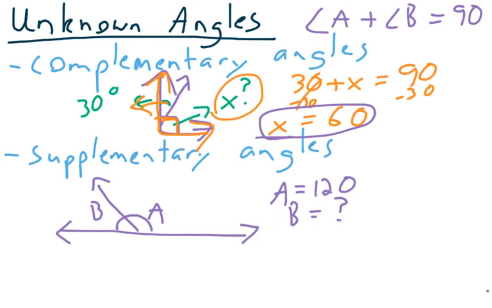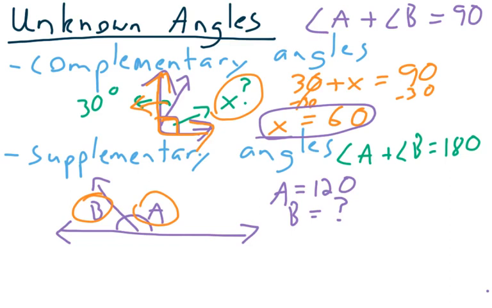Now, supplementary angles are pretty much the same, but they add up to 180. Complementary angles make that perfect corner. Supplementary angles make a straight line, an angle that's 180 degrees. So again, if I had a problem like this, where I have angle A right here and angle B, and I know that they are supplementary, they are adding up to 180 because they just share this straight flat line.